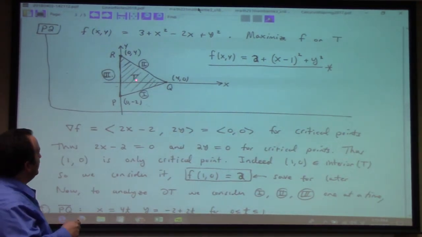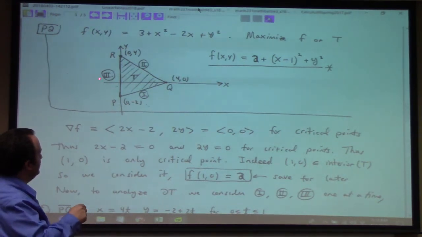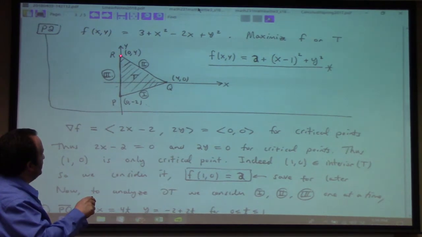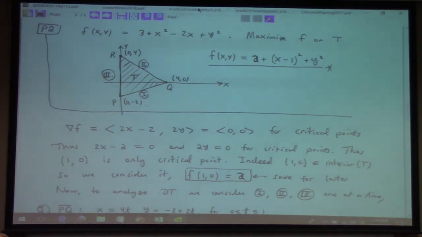So if you pick the point (1, 0), which is about right here, and you look at circles of equal distance from that central point, the circle which is largest and hits something in the triangle is the circle which intersects R. So it makes sense that R is going to be the maximal. It's going to be where the objective function attains its maximum, just on the basis of geometry alone.